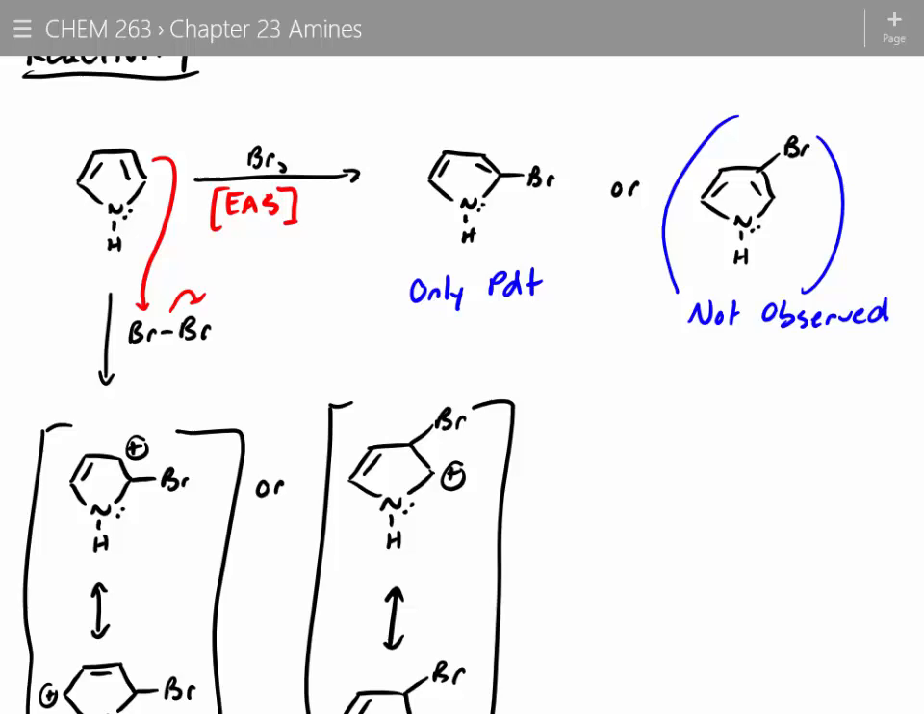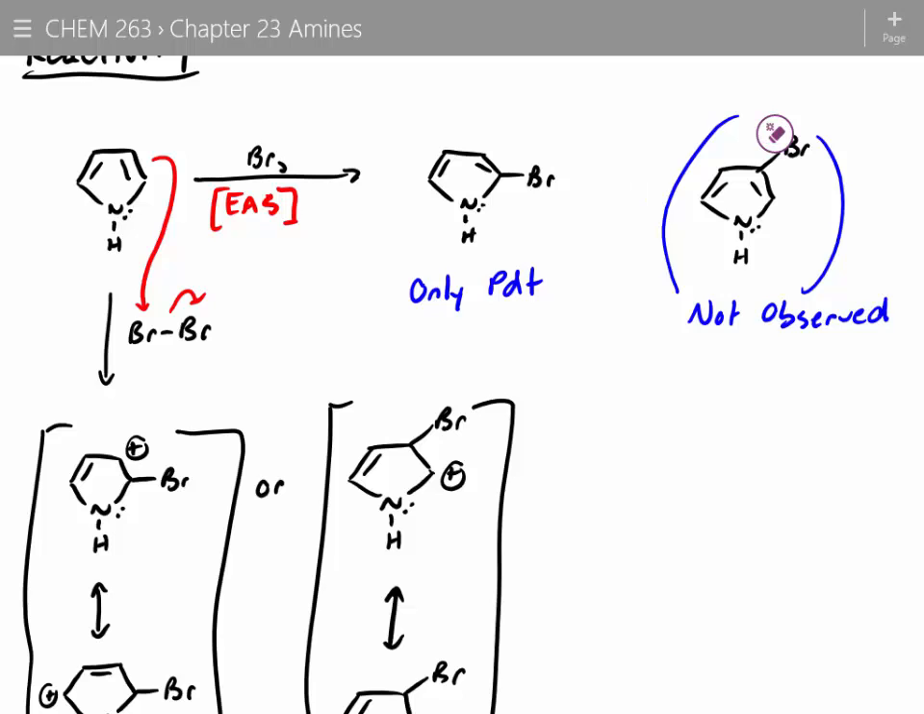Yep? If this problem is in the ACS, how do we just look at it? Is there a drawing? I would go through your practice workbook, but typically they don't have problems as challenging as this on there. They will have ortho-para versus meta directors, but usually they don't have much with heterocyclic aromatic compounds.